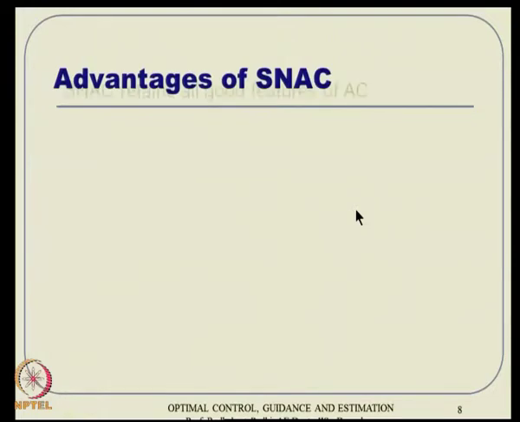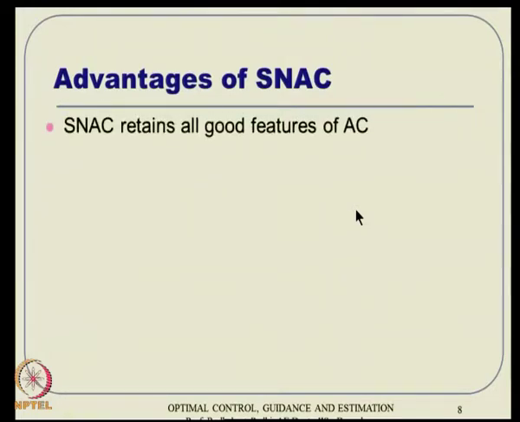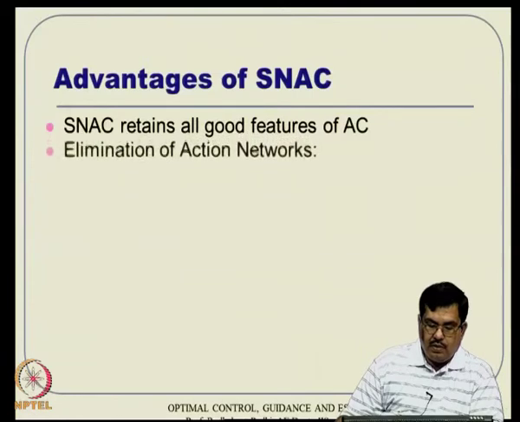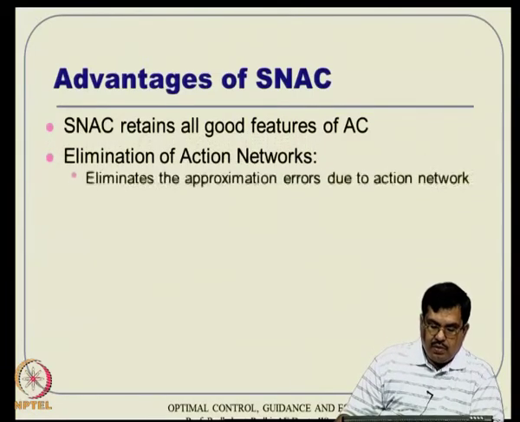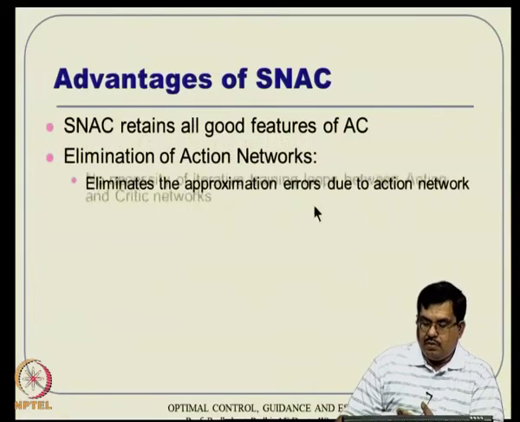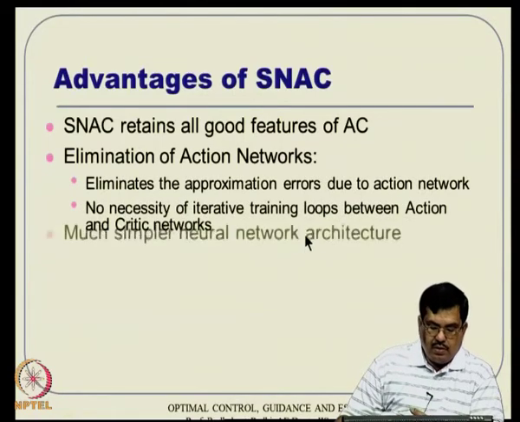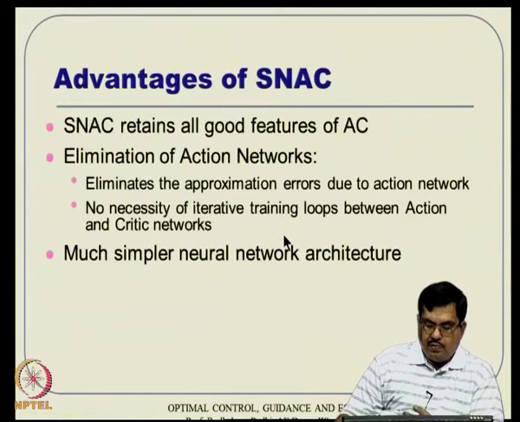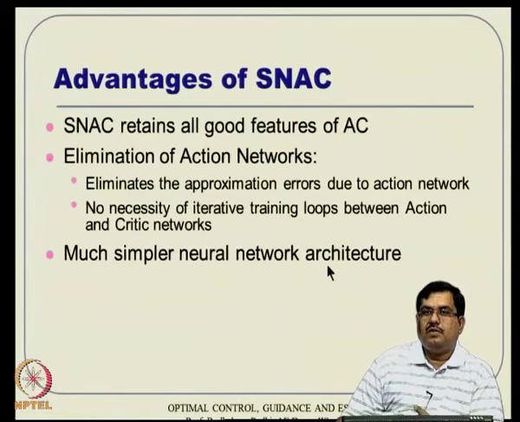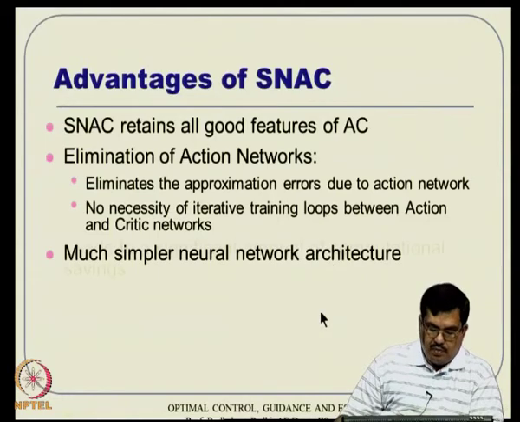Now, the advantages of single network adaptive critic: it retains all the good features of adaptive critic, and it eliminates the action network, and hence eliminates the approximation error due to the action network. There is no necessity of iterative training between action and critic networks either. The neural network architecture turns out to be much simpler for synthesis of optimal control for this class of problems.